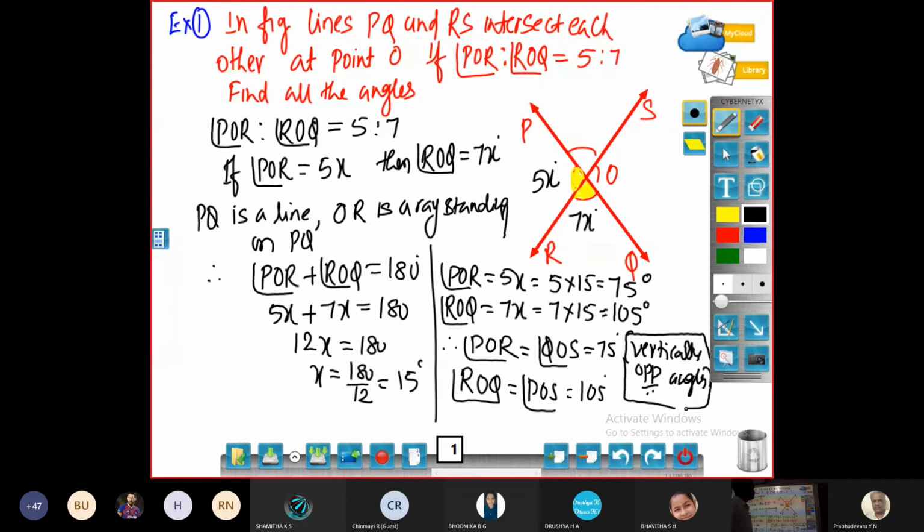They have given the ratio of two angles, that is POR and ROQ. It is in the ratio of 5:7. So we got angle POR as 5x and ROQ as 7x. Adding these two, we will get 180 degrees because it's a linear pair. Simplifying this, you will get angle POR is equal to 75 degrees, ROQ is equal to 105 degrees. Then find out the vertically opposite angles, they are also equal there.